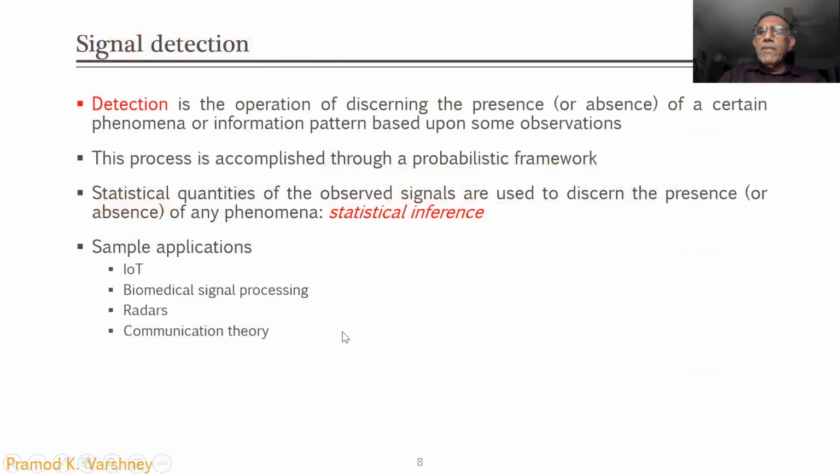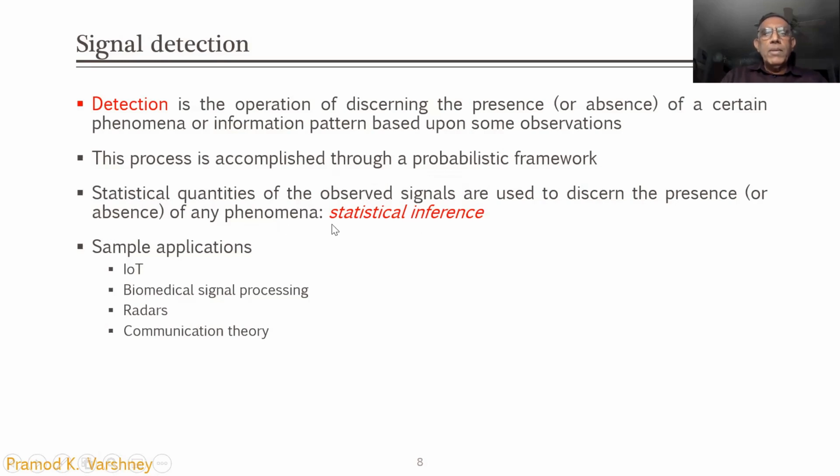So first, we give a very brief introduction on signal detection. This is the textbook thing that we all studied, or most of us studied. In this problem, the idea is that you are trying to figure out the presence or absence of a certain phenomenon or certain information pattern based on some noisy observations. The process that we are trying to accomplish is through a probabilistic framework, and the probability or randomness is coming due to noise. So we use statistical decision theory, statistical principles, and based on those, we try to determine the presence or absence of any phenomena.